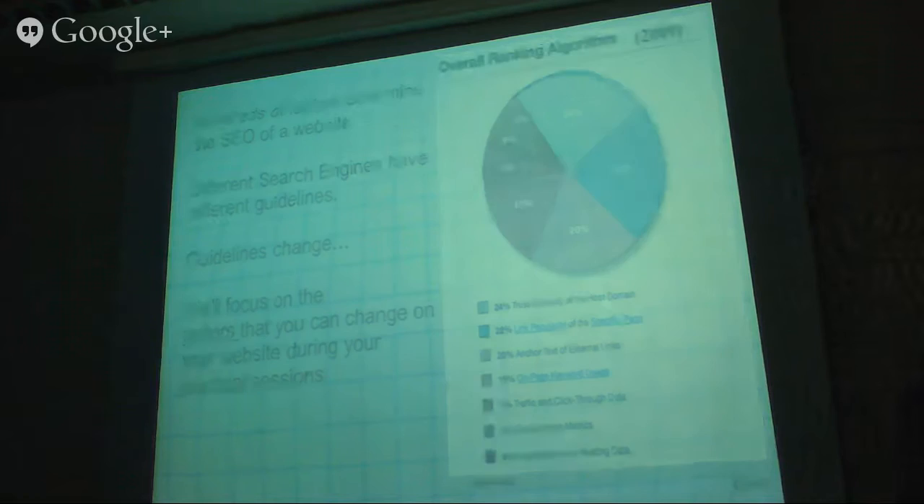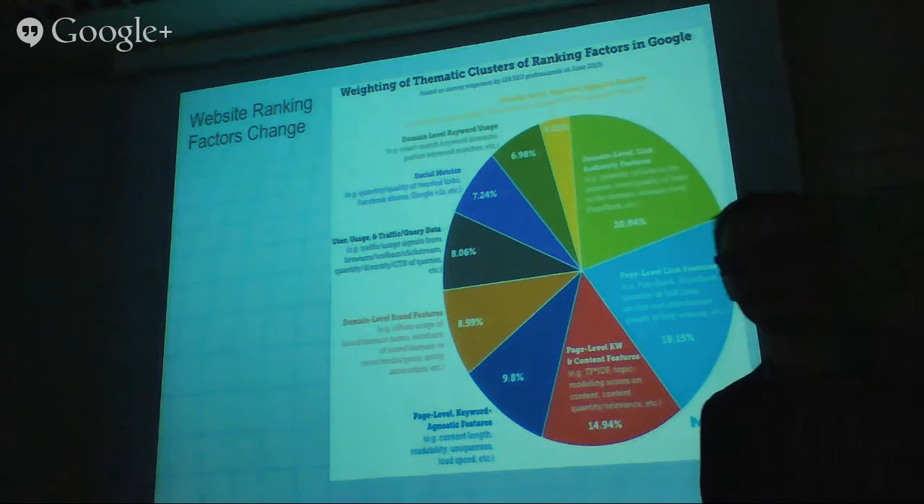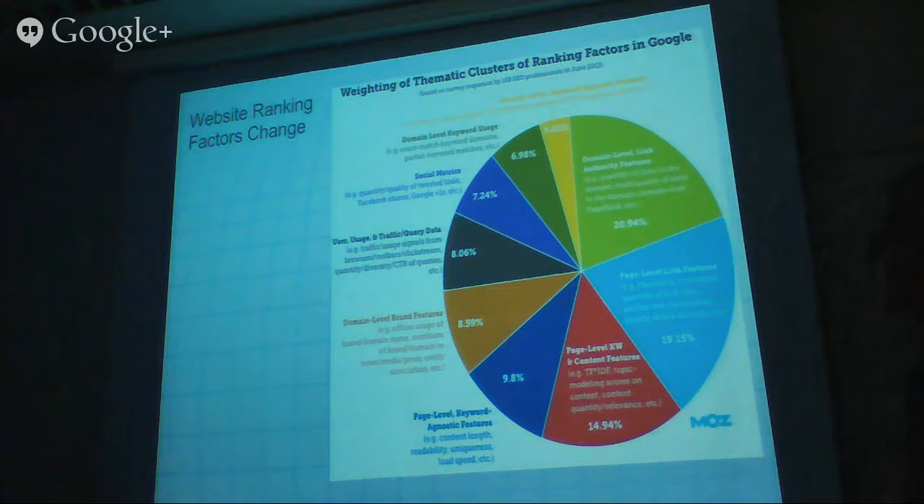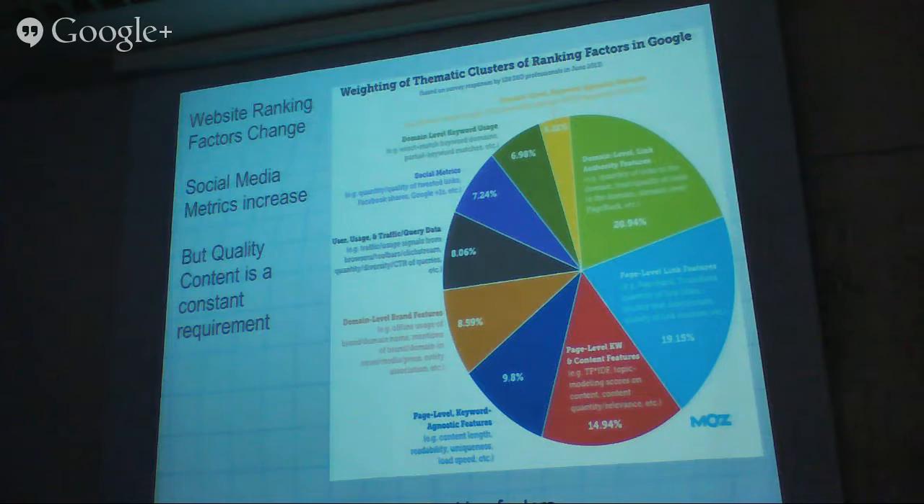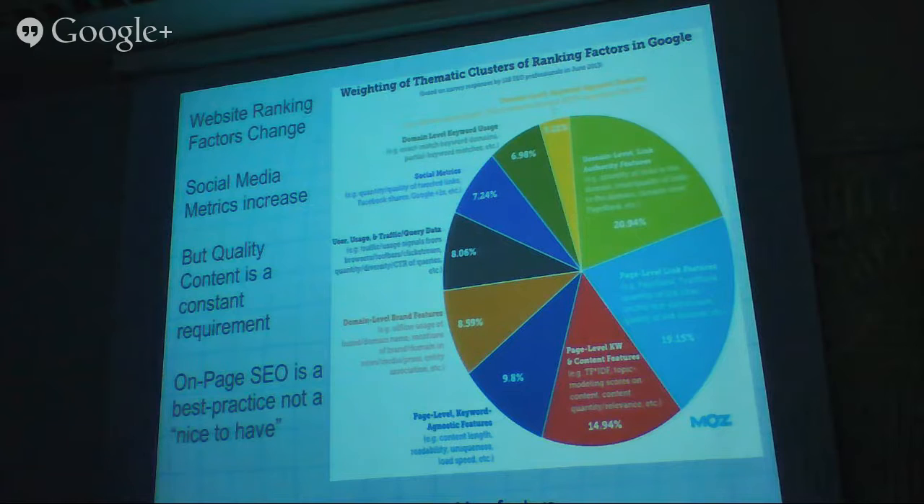I showed you 2009. Now let's have a look at 2013. These are September statistics or September factors. So you can see there's a couple of things that have changed. One is social metrics have become much more important. So your social metrics are people talking about your website on Facebook, on Twitter, on LinkedIn, depending on what your website is about. But again, as I said, these things change, they go up and down, but the one thing that's almost always constant is that quality of content is important, and that on-page SEO, in other words, the keywords that you use on your website, that is very important.